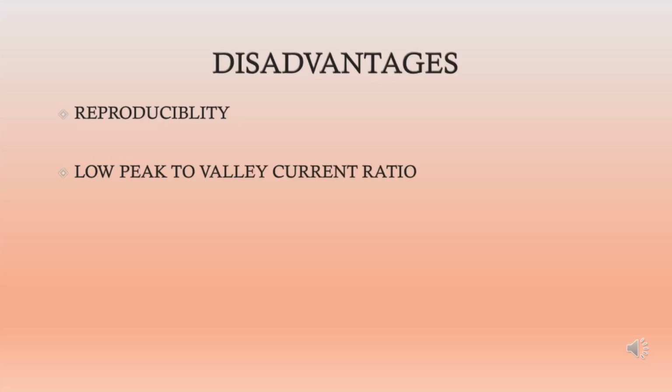Some of the disadvantages of tunnel diode are reproducibility. It has not been possible to make the tunnel diode with a reproducible performance to the levels often needed. Low peak to valley current ratio. The negative resistance region and the peak to valley current is not as high as is often required to produce the levels of performance that can be attained with other devices.